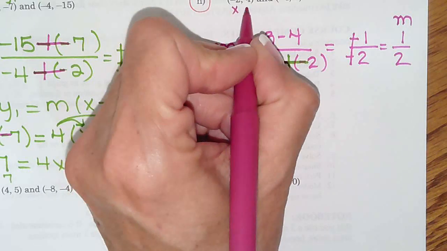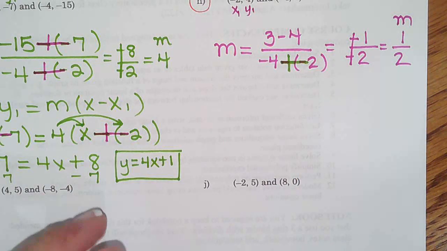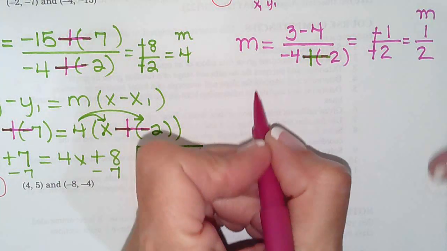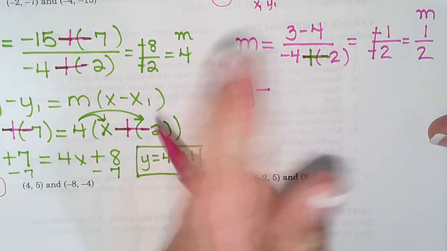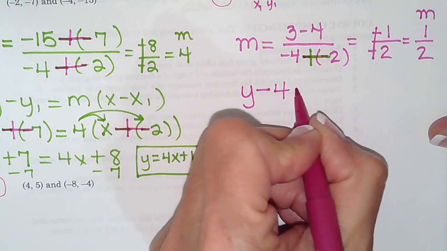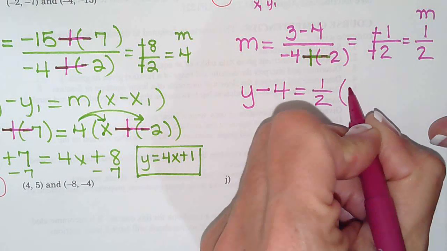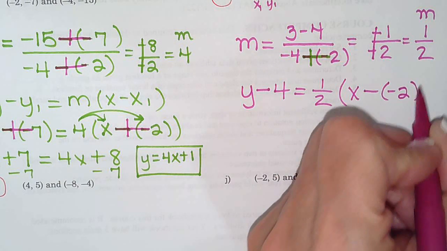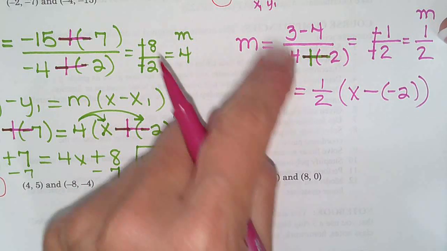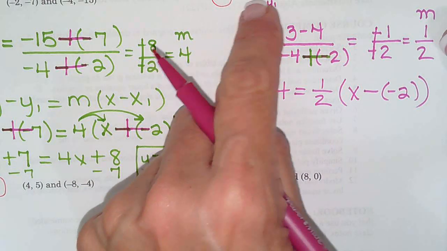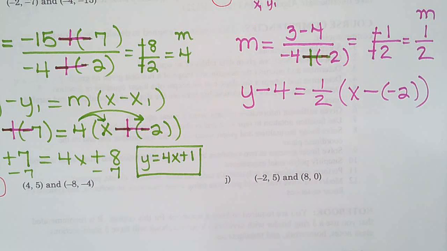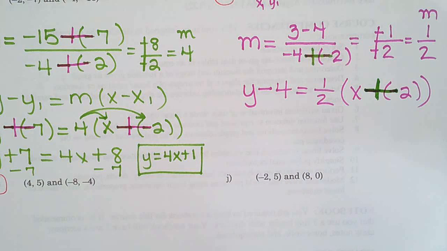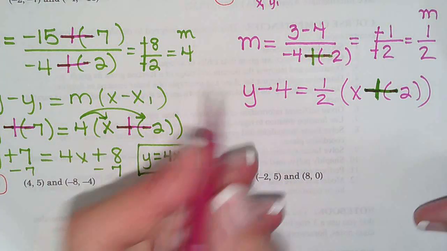And I think I like this one best. Evens are, for some reason, easier to handle. So y minus 4 equals 1/2 times x minus negative 2. We're good. Double negative again. Make that positive. And now we can distribute and be done.